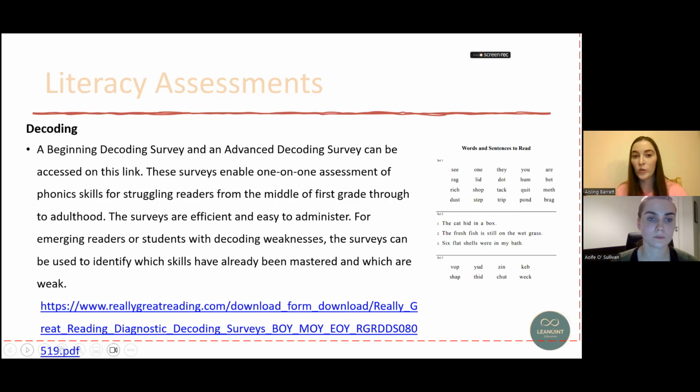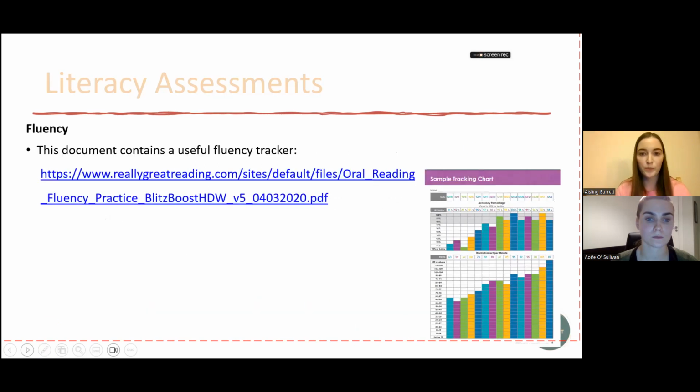Another assessment that is useful is this decoding assessment, and you can see again part of it on the right-hand side. Again, it's free, which is useful if you don't have a lot of assessments in your school. So it is a one-to-one assessment of phonics skills for struggling readers from the middle of first class all the way up to the end of primary school. We can use it, and it's efficient and it's easy to administer. And it just, I suppose, highlights the skills that they have mastered and the ones that they're finding difficulty with, so you can pinpoint targets. So the link to it is down there. And as I said, it is a free download.